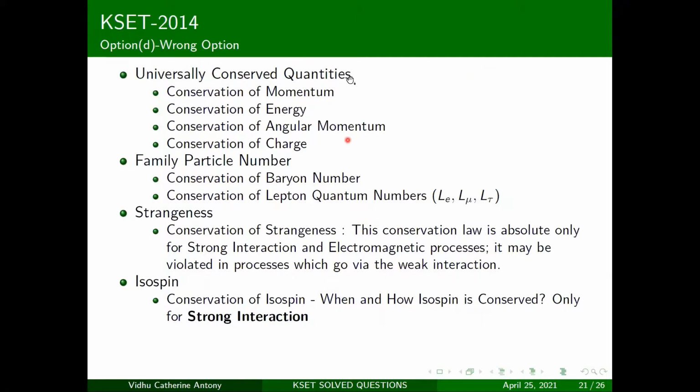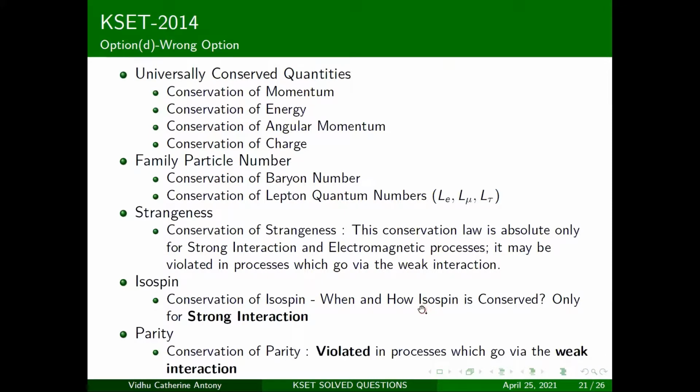And now what's the last one that you have? You have parity, and there is a very famous experiment that you've done in the second semester, which states that parity is not conserved for weak interactions. So there's parity violation in weak interactions. Now, let's go back.